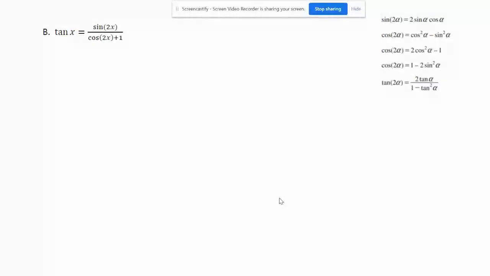We need to prove that tan x equals sine 2x over cos 2x plus 1. Okay, same thing. Let's go ahead and do our two-column proof here. So we have tan is the same thing as sine over cosine. We know that sine 2x, this identity here, is 2 sine a cos a. So we're going to make this replacement here and make it 2 sine x cos x.